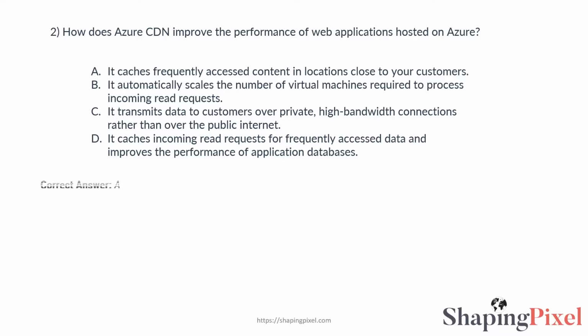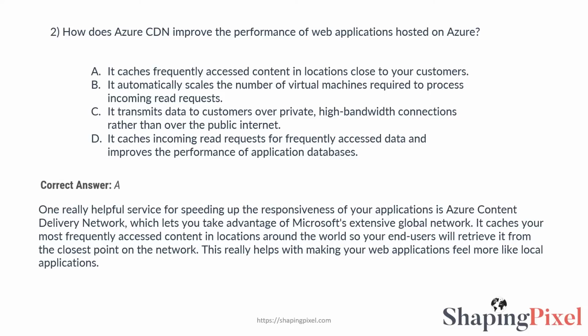So the right answer here is option A, it caches frequently accessed content in locations close to your customers. One really helpful service for speeding up the responsiveness of your applications is Azure Content Delivery Network, which lets you take advantage of Microsoft's extensive global network. It caches your most frequently accessed content in locations around the world, so your end users will retrieve it from the closest point on the network. This really helps with making your web applications feel more like local applications.